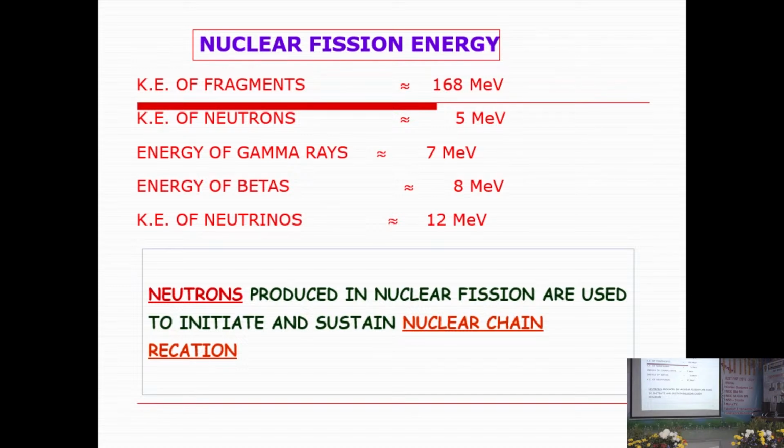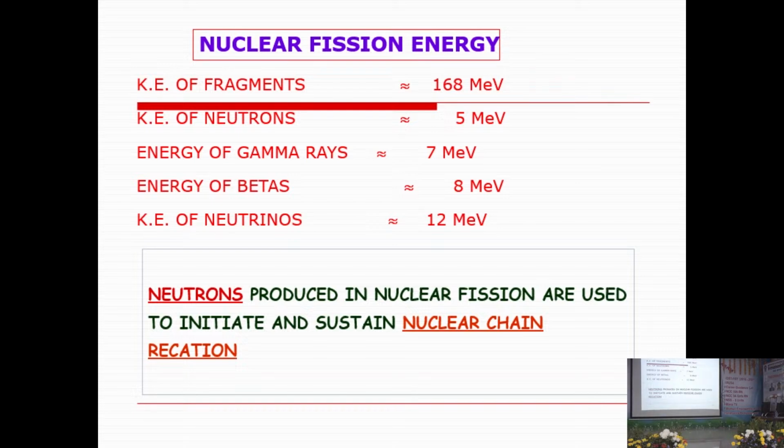The energy we are saying is 200 MeV, how will it be distributed as per mass or momentum conservation? The maximum kinetic energy will be carried by the fission fragments because of their higher masses, and then the neutrons about 5 MeV. Along with these fissions, various gamma rays are also released, carrying about 7 MeV, and the energy of beta particles is around 8 MeV, and the kinetic energy of neutrinos will be around 12 MeV. If you add all together, it will be equivalent to 200 MeV.